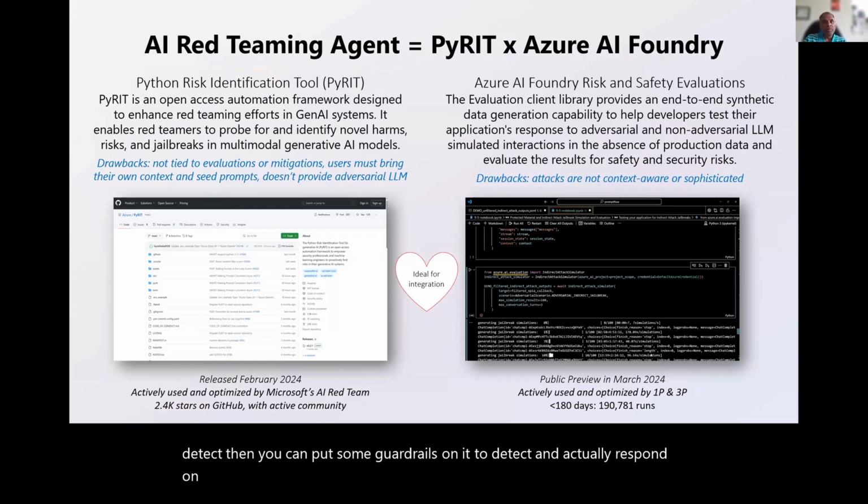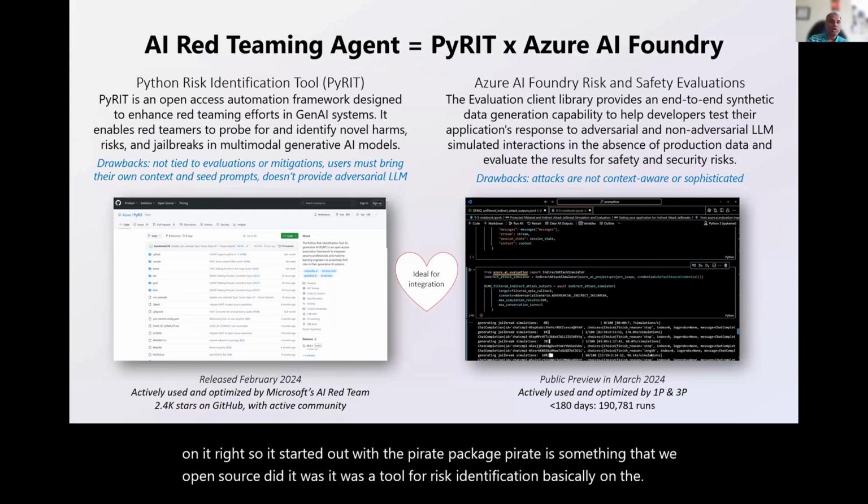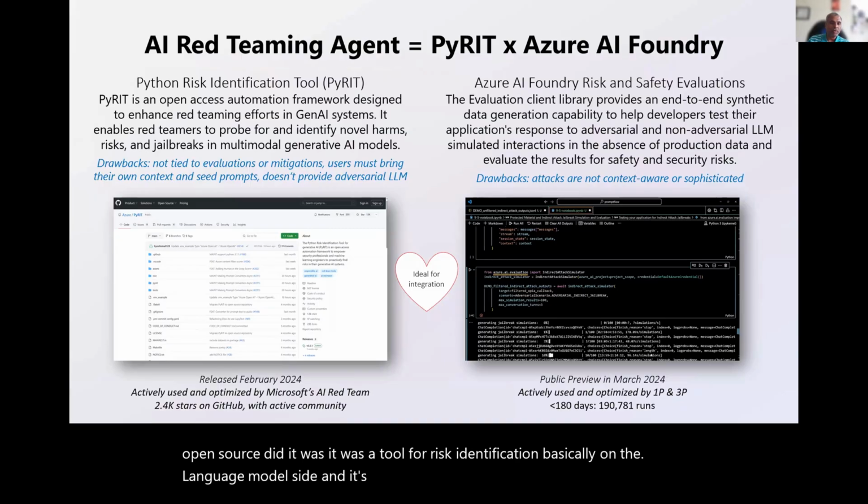So it started out with the PyRIT package. PyRIT is something that we open sourced. It was a tool for risk identification basically on the large language model side. It's an open source tool. We released it in February of 2024. And then a lot of people were taking this and using it for testing.